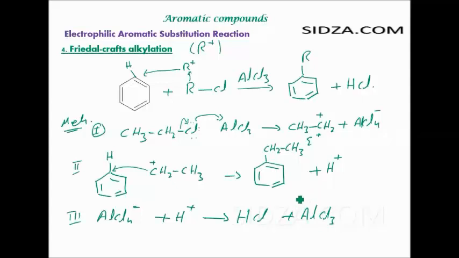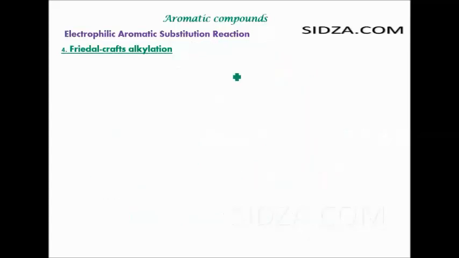This is called alkylation. But the problem with alkylation is that the intermediate we get here is the carbocation, correct? So we know the intermediate in alkylation is the carbocation, and carbocations have a very important property: they undergo rearrangement, if there is a possibility. That means if you have a 1 degree carbocation, it can rearrange to the secondary carbocation.